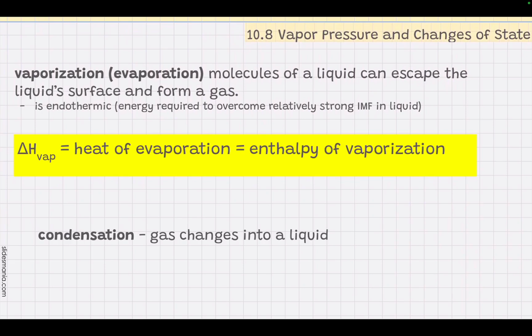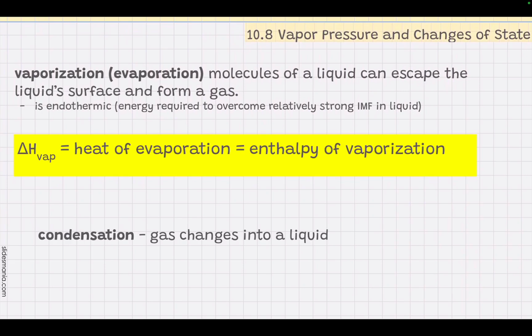The enthalpy of vaporization, also known as the heat of vaporization, is the amount of energy that would be required in kilojoules for every 1 mole of liquid to turn into a gas. Condensation is just the reversal.